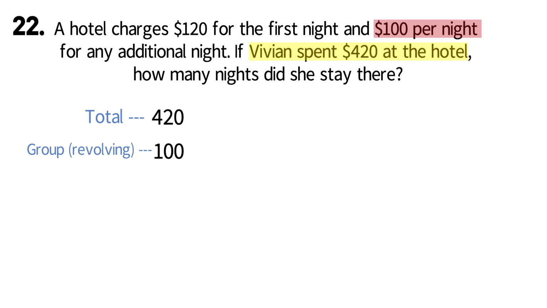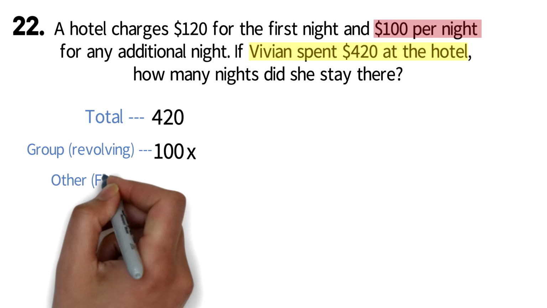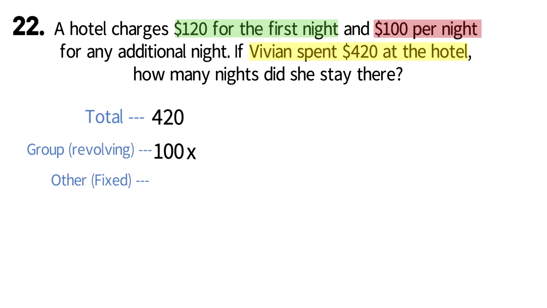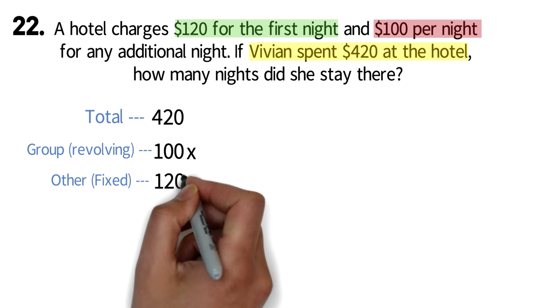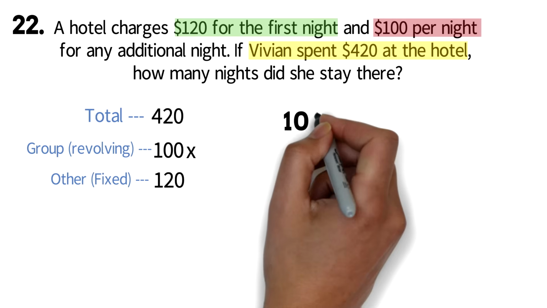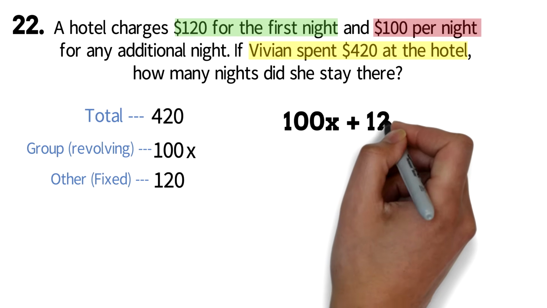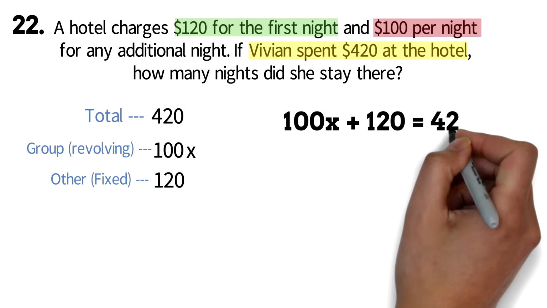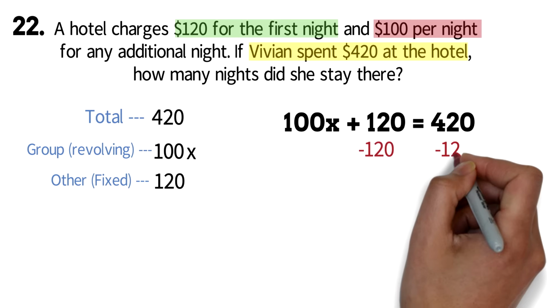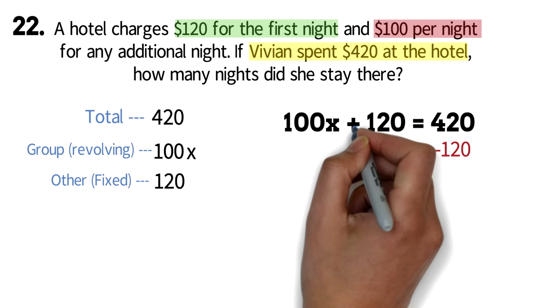We also know the group has the x. Finally, we have what is left, or the fixed value. Here it is $120 for the first night. We can write the two-step equation for it. We have 100x plus 120 equals 420. We subtract the 120 from both sides. The 120 will cancel out.